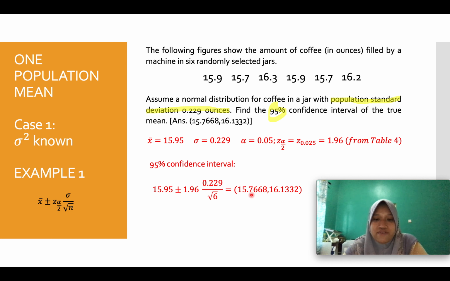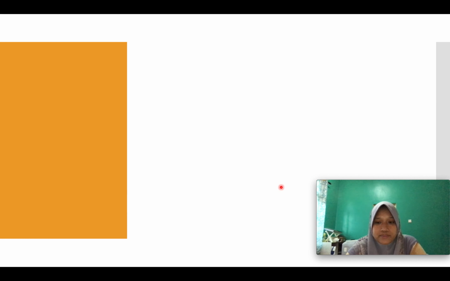Okay, so we will get 15.7668 and 16.1332. So this one is our lower limit. This one is upper limit. Okay, so the 95% confidence interval is given by this value.